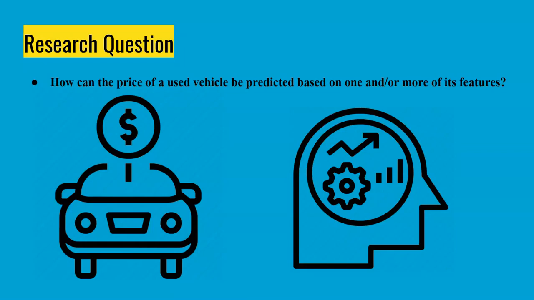Therefore, the research question we came up with was, how can the price of a used vehicle be predicted based on one and/or more of its features?